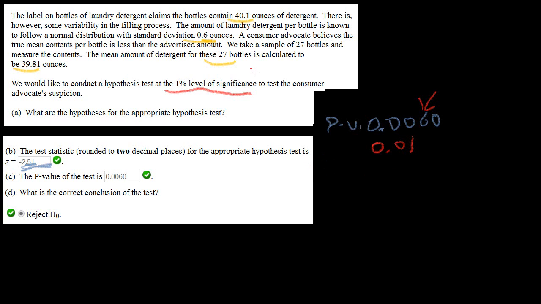In the context of the question, we could say that the average detergent amount is actually less than 40.1, and it could be closer to 39.81 or so. Therefore, we would reject the null hypothesis in favor of the alternative hypothesis we were talking about. And as such, this is the conclusion to this video.